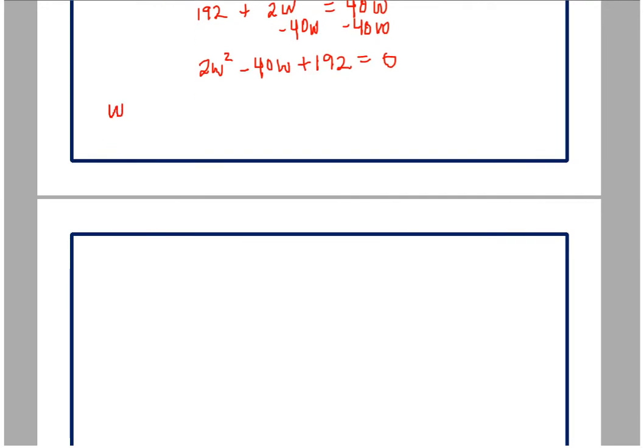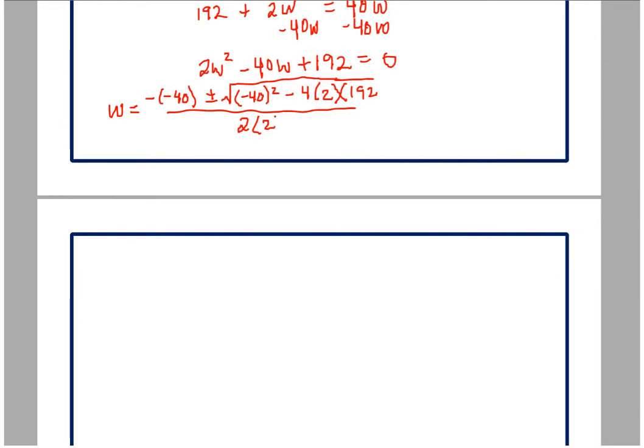So we have W equals negative B. Well, we have a negative, and then B is negative 40, plus or minus the square root of negative 40 squared minus 4 times A, which is 2, times C, which is 192, all over 2 times A, which is 2.